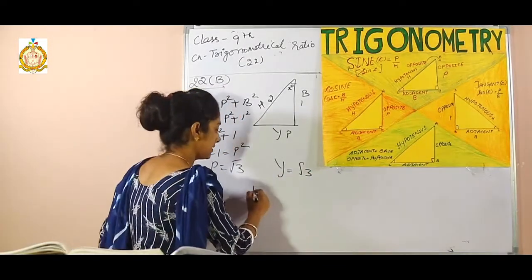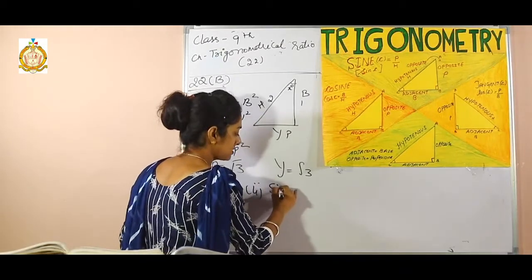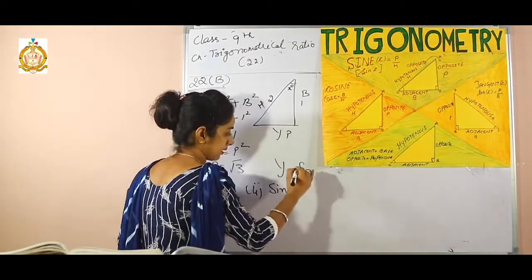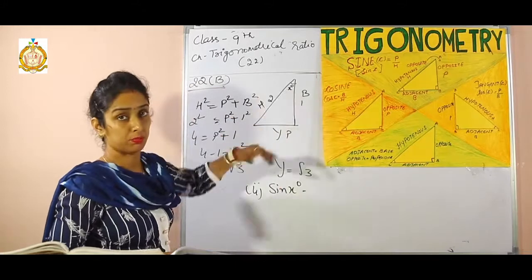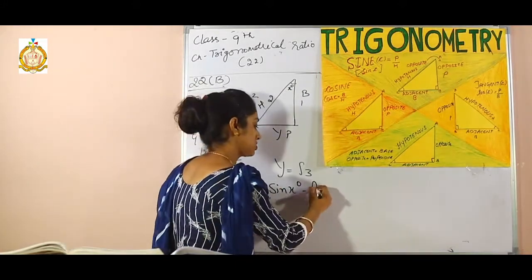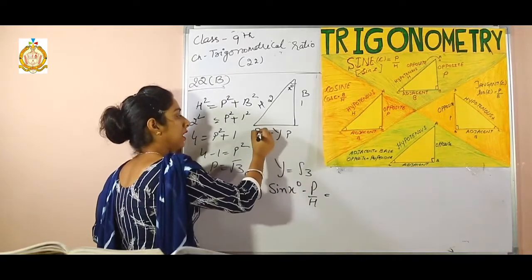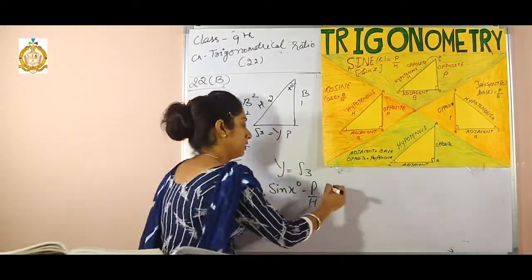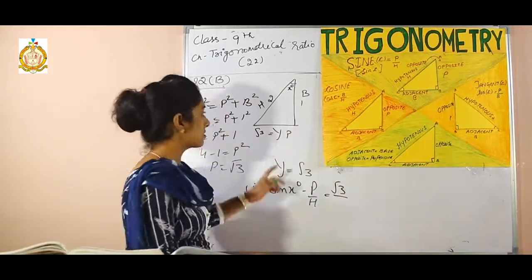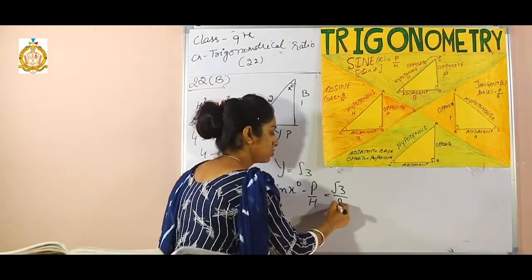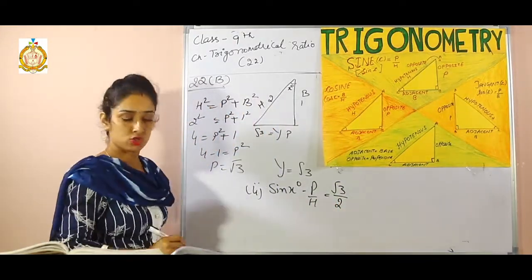Now second part is find the value of sin x degree. Now sin x is what? P over h. Now what is a p? Value of p is under root 3, and what is the value of h? That is 2. So sin x is root 3 over 2.